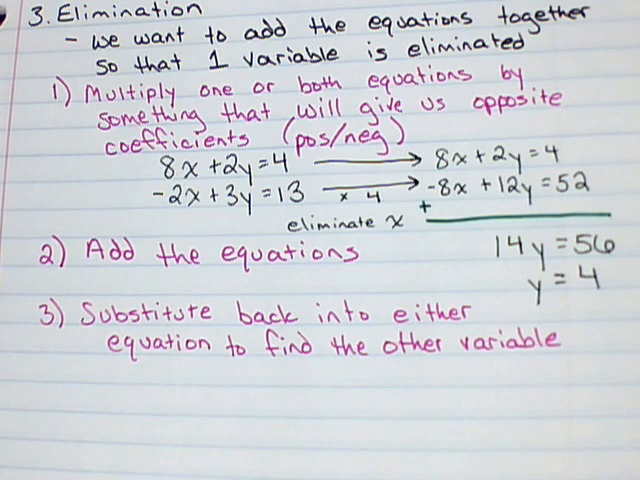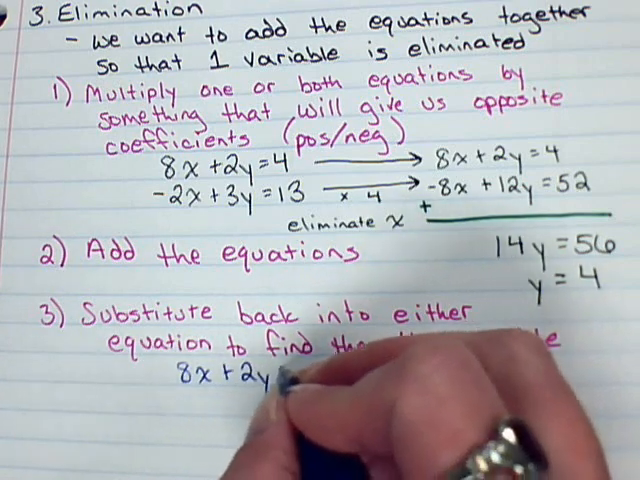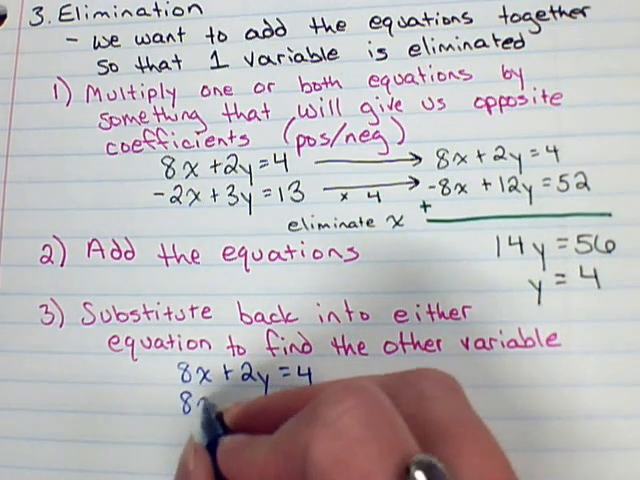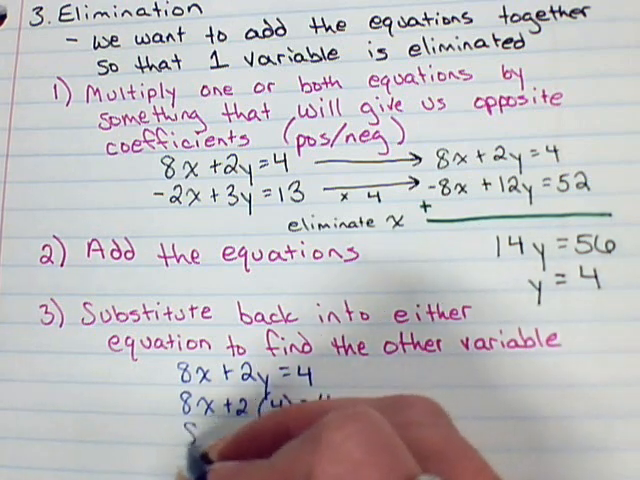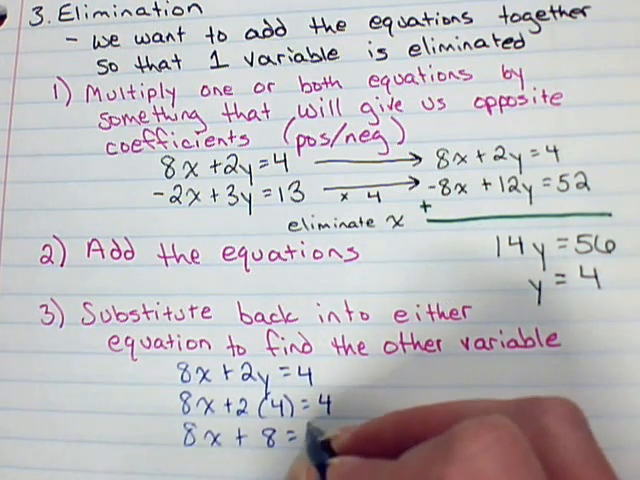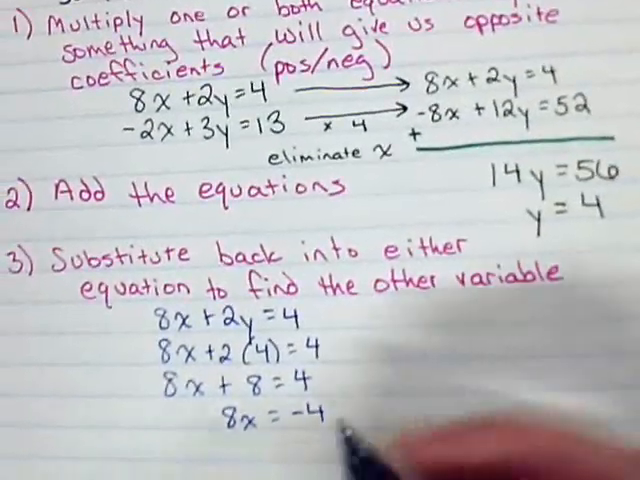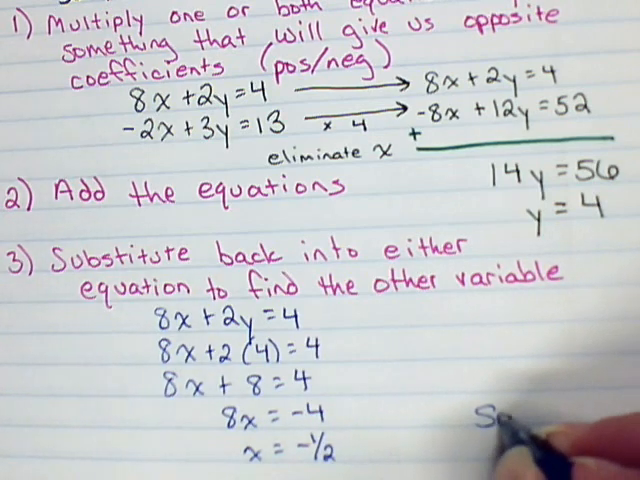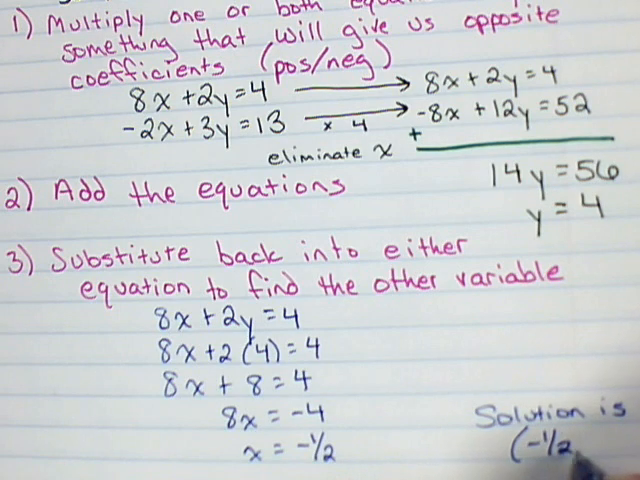The first one has 8x plus 2y equals 4. Plugging in 4 for y, that's 8x plus 2 times 4 equals 4. 8x plus 8 equals 4. Subtract 8 from both sides, I get 8x equals negative 4. So x equals negative 1/2. That means my solution is negative 1/2, comma 4.